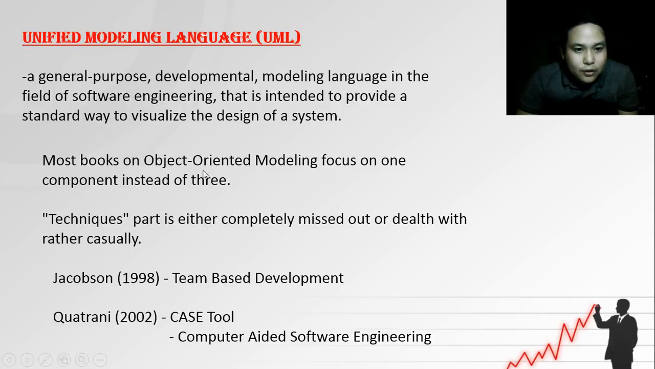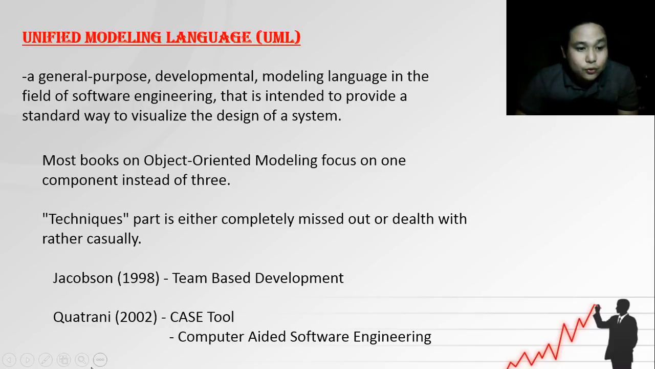However, most books on object-oriented modeling focus on one component instead of three, and there is a part that is usually missed out, or they give it less attention or less value, and that is the techniques. Then we go now to Jacobson and Quattrani. In the work of Jacobson in the year 1998, it is described as team-based development. It's one of the three major components of a design method. In this process, they focus on customizing the method for the project concerned.